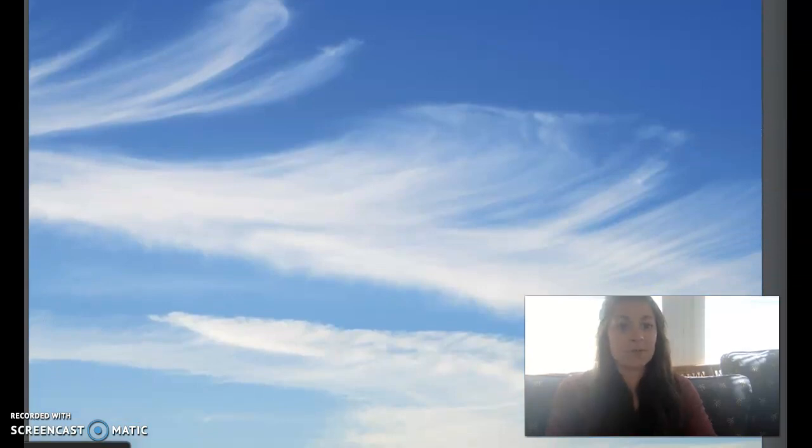Cirrus clouds form at very high altitudes in the atmosphere. They are wispy, almost feather-like in appearance, and are usually a sign of good weather. These clouds can be up to 4 miles above the ground. The temperature is very cold high up in the atmosphere, and so cirrus clouds are made largely of ice crystals.